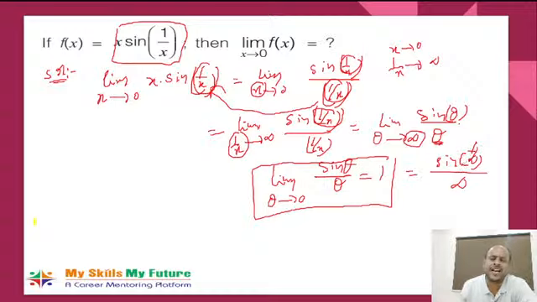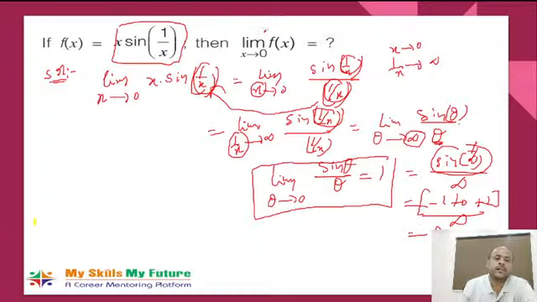If you take any large value, sine range is always between -1 and +1. This is some finite value. But in the denominator we have an infinite value. So some finite value divided by infinity is what? 0. So here the limit as x tends to 0 of f of x is going towards 0. This is our answer. The answer is 0.